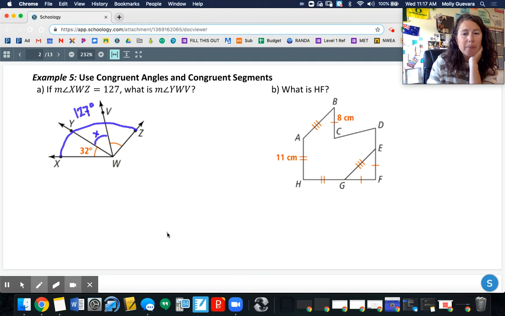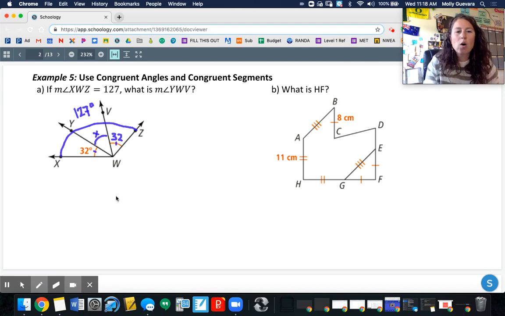I know by looking at it what information was given to me. I know that XWY is 32. And then I have this line drawn right here, but it doesn't tell me what the angle is. Because I have this line drawn and this angle drawn, I can assume that this is also 32. There's no tick mark, but just even having the line drawn is essentially a tick mark.